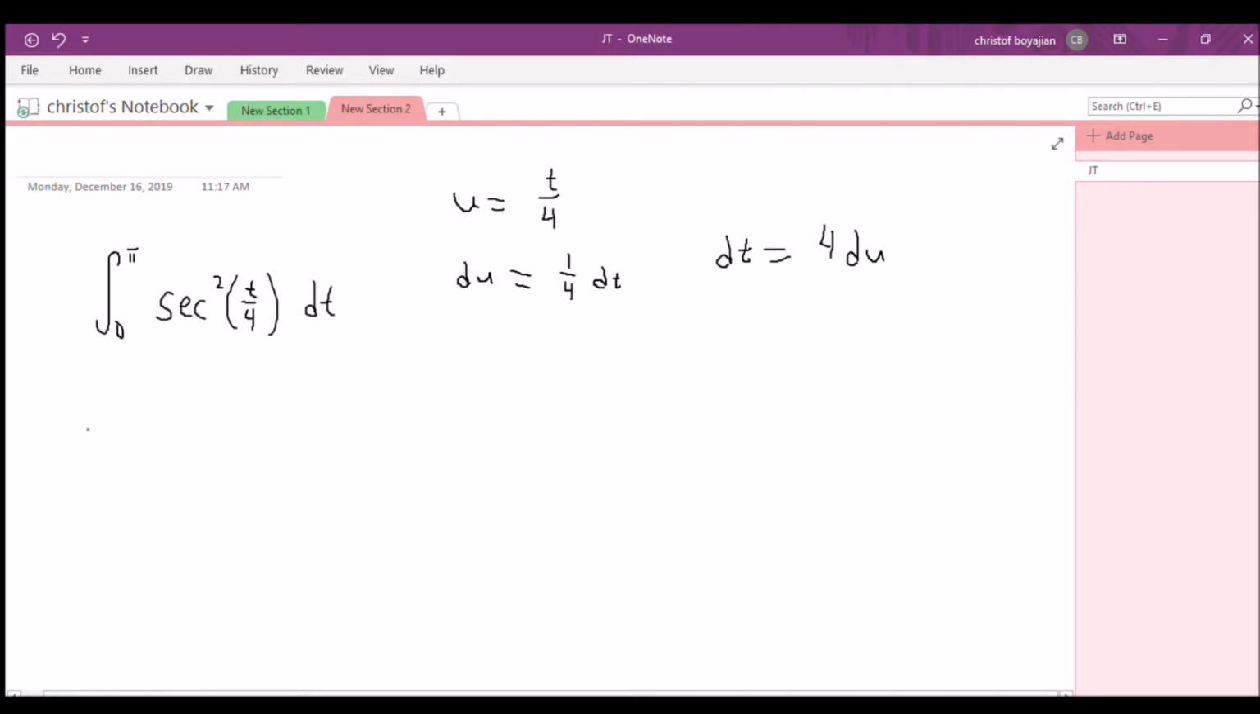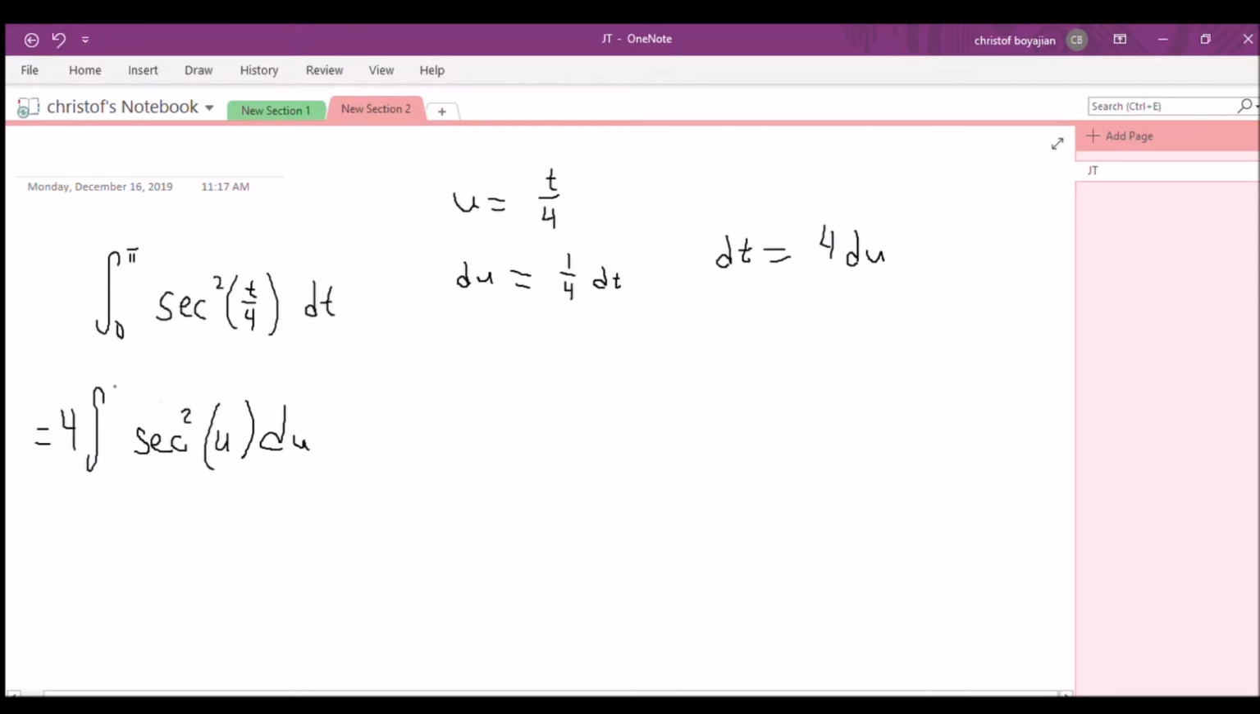Let's go ahead and change our variable now. So remember, our limits change as we change the variable of which we are integrating. So secant squared of u, since u is t over 4, du times 4. I'm going to put the 4 out front because it can be treated as a constant, and we can pull any constants out in front of our integration.